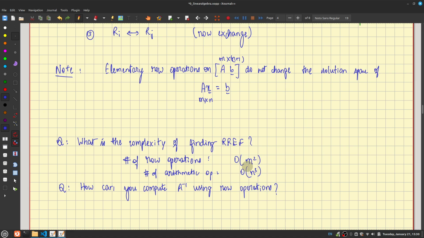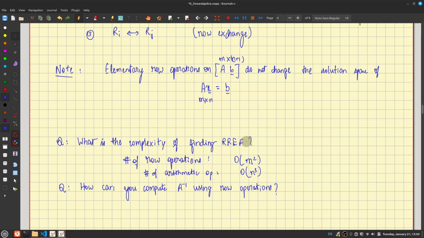And so okay, I'm making a slight simplification over here. I'm assuming that the number of rows is proportional to the number of columns, in which case order m square is the same as order n square. So in that case, the number of row operations would still be order n square, and the number of arithmetic operations would be order n cube.